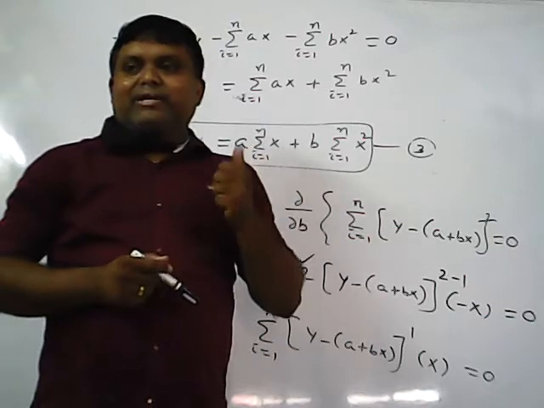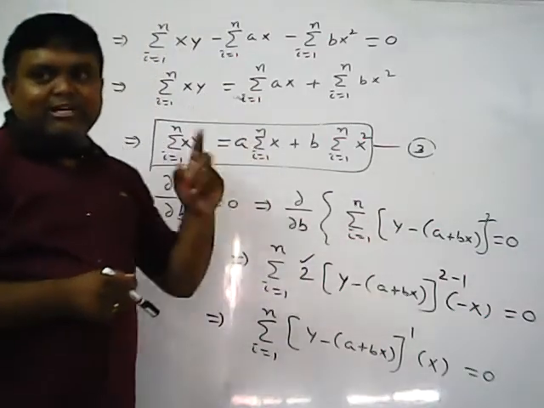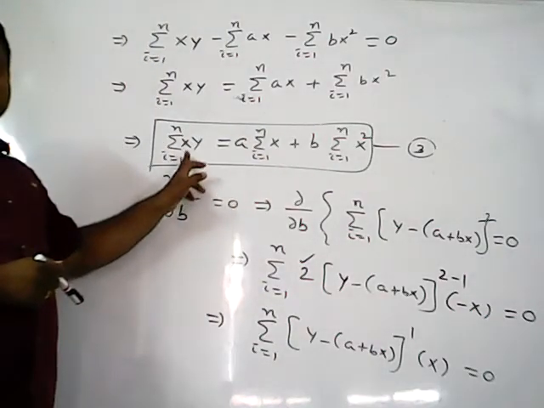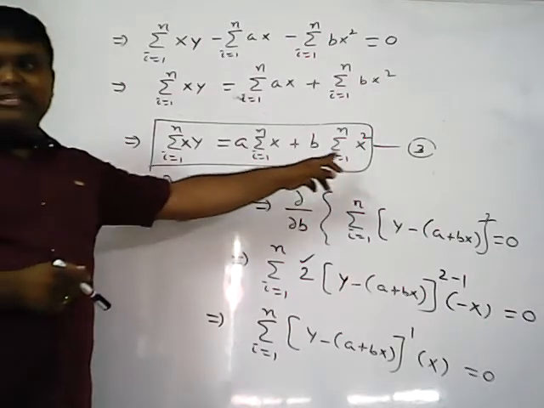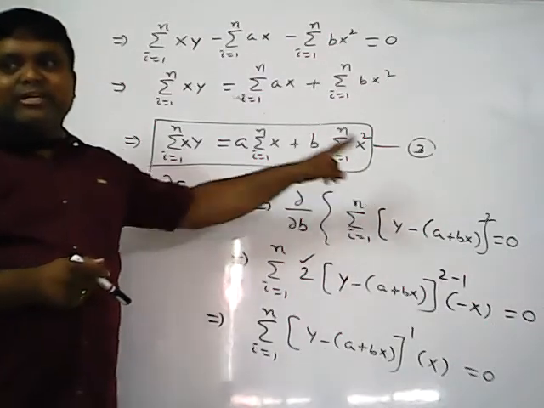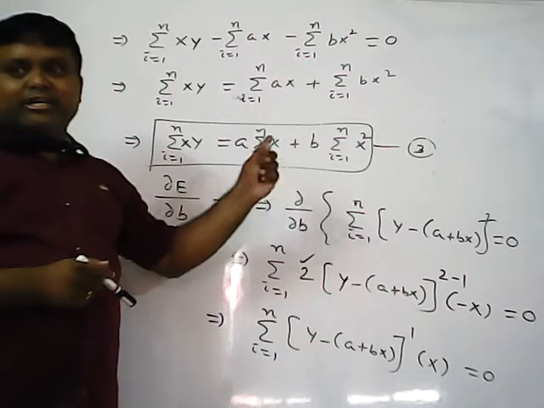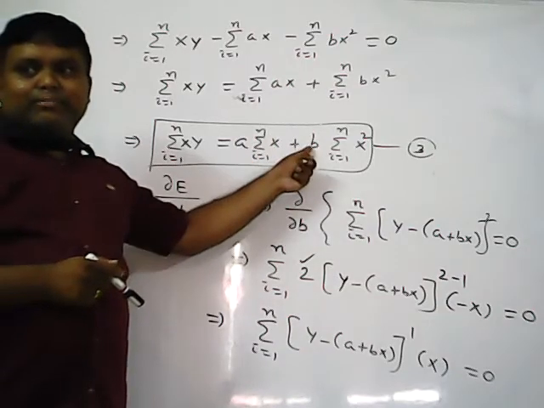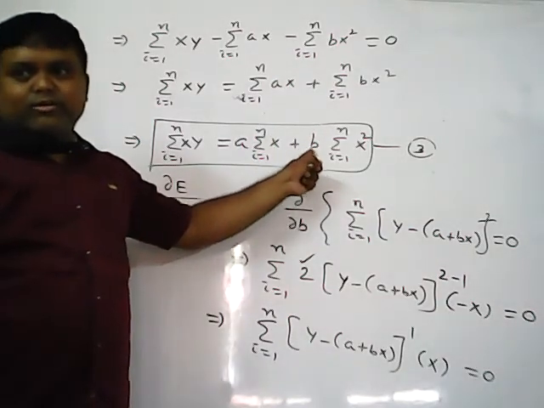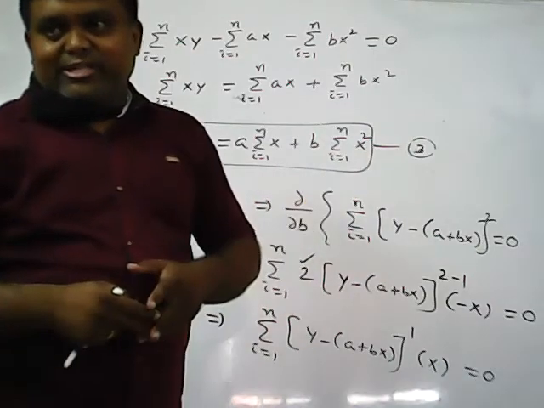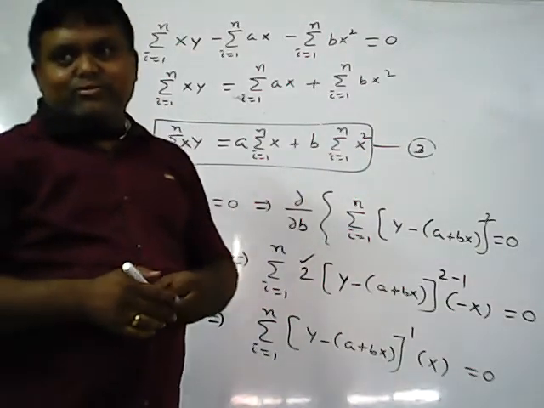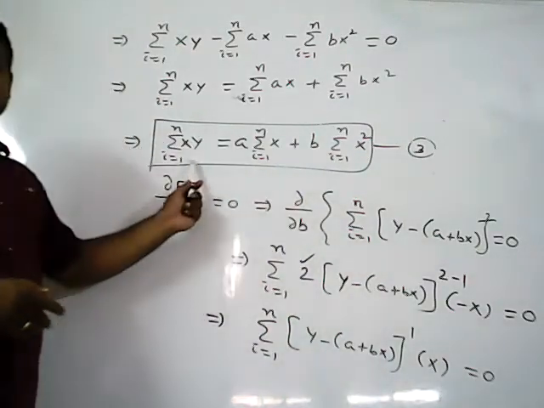Summation y equal to na plus b summation x. That is one normal equation. And the second normal equation is summation xy equal to a summation x plus b summation x square. If you solve 2 and 3, automatically you will get the a value and b value. If you solve those two equations, you will get the constant values. I think all of you understood up to this.